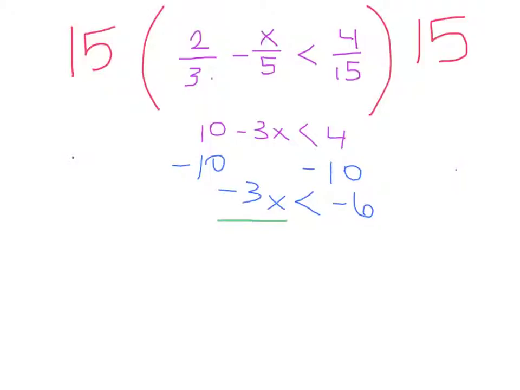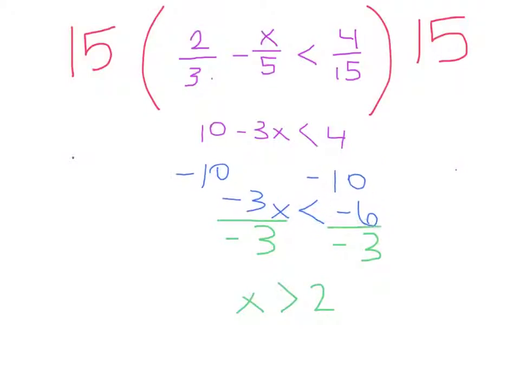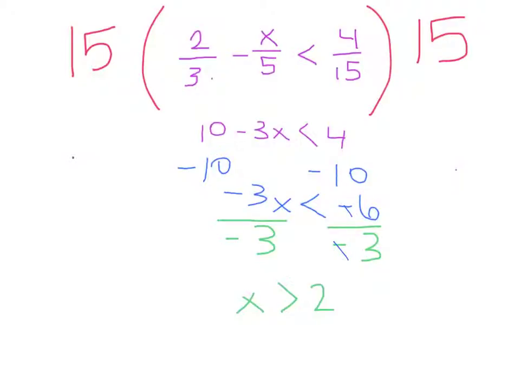And then I'm going to divide both sides by negative 3 to get the x alone. And whenever you divide by a negative, you have to flip the sign. And negative 6 divided by negative 3 is 2. And a negative divided by a negative always equals a positive, so that's because these two signs cancel. So that's why it's 2 and not negative 2. And a rule that you have to use is that whenever you do something to one side, you have to do it to the other side. And so we end up with x is greater than 2.